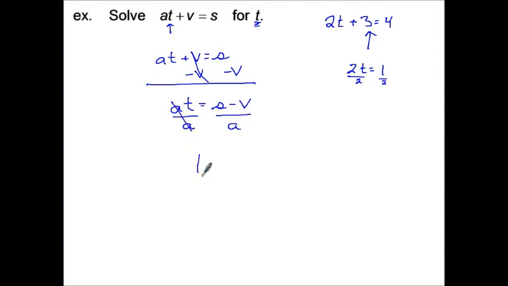Alright, so now the t is by itself, and then like I said, I've got s, v, and a. I've got 3 totally different letters, so there's really nothing I can do with them. So just leave it as s minus v over a. Pardon my s being a little bit sloppy, but now the t is by itself, so that basically is what lets me know I'm done.